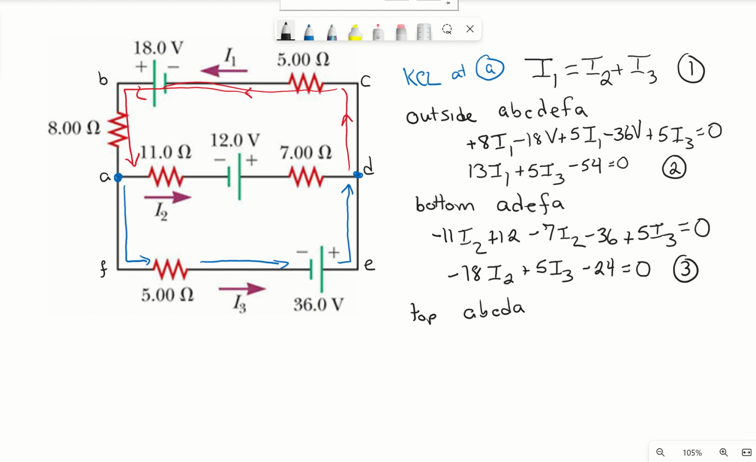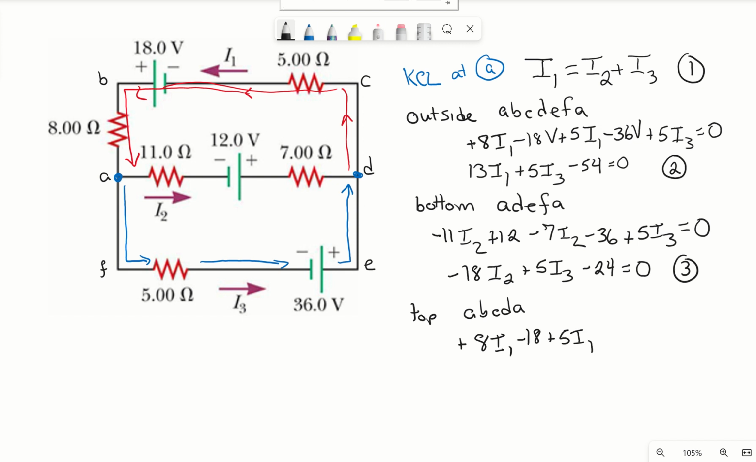And it doesn't matter which two loops you choose, you should get the same solution no matter what. All right, so let's say A to B, I'm going through that 8 ohm resistor in the opposite direction to I1, so that's plus 8I1 minus 18 plus 5I1. So I already did that for the first loop.